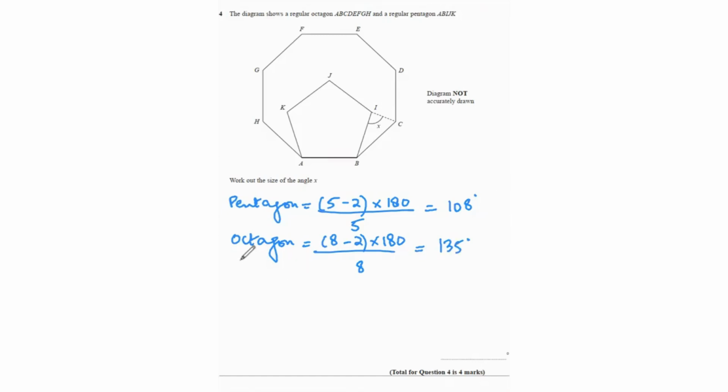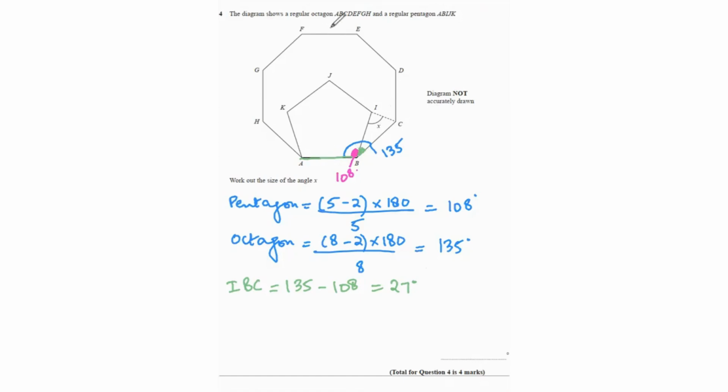135. So now if you notice, this entire one is 135 and this one is 108. So if we subtract the two, we get the third one, this. So angle IBC is 135 minus 108. That's equal to 27.